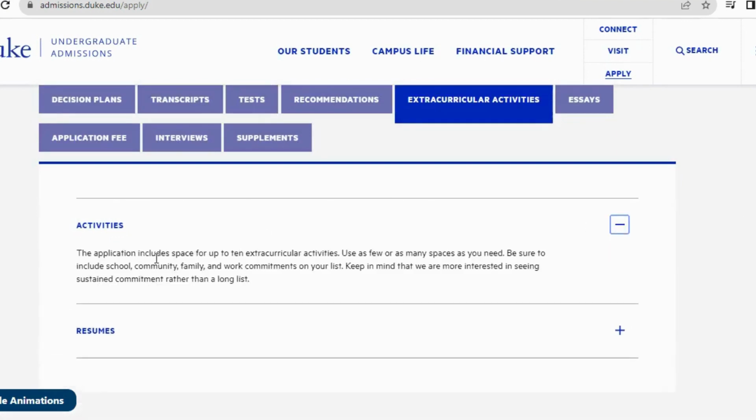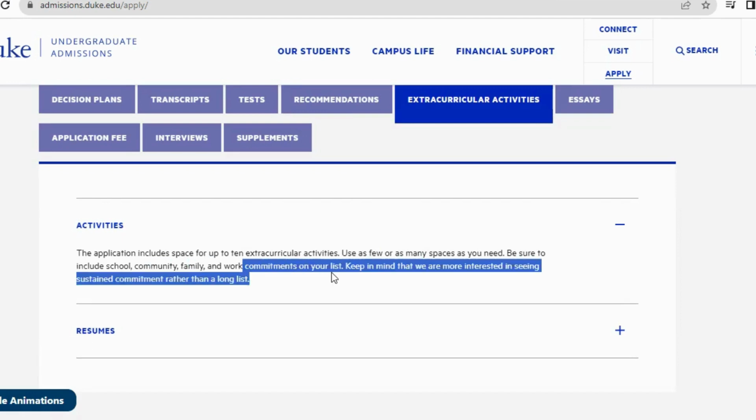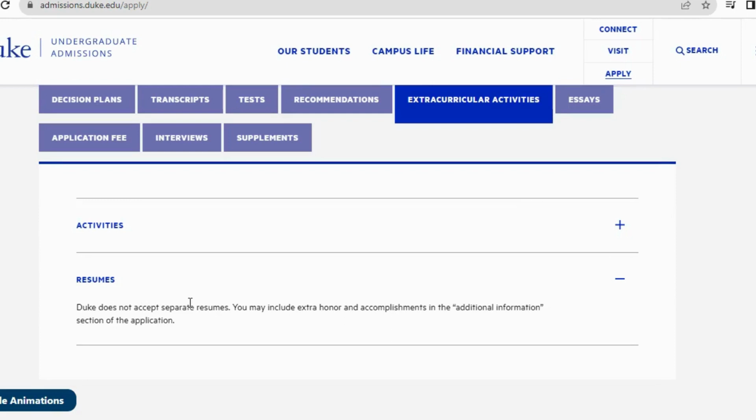It says the application includes space for up to 10 extracurricular activities. Use a few or as many spaces as you would need. Be sure to include the school, community, family, and work commitments on your list. Keep in mind that we are more interested in seeing sustained commitment rather than a long list. For your resume, it says Duke does not accept separate resumes. You may include extra honor and accomplishments in the additional information section of the application.